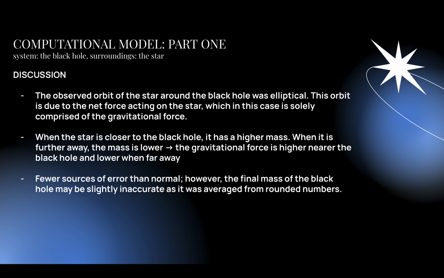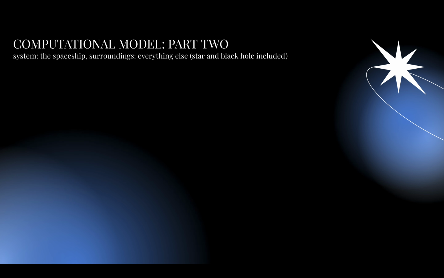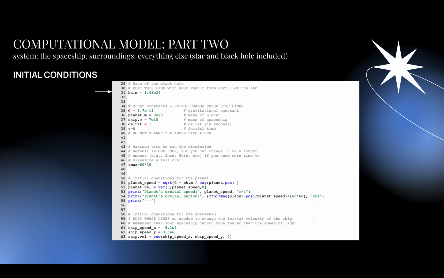There are fewer sources of error than normal because this is just a computational model as opposed to an experiment. However, the final mass of the black hole may be slightly inaccurate as it was averaged from rounded off numbers. For part 2, the computational model system is a spaceship and the surroundings are everything else, namely the star and the black hole. Initially, the mass of the black hole is the same value as obtained from part 1.